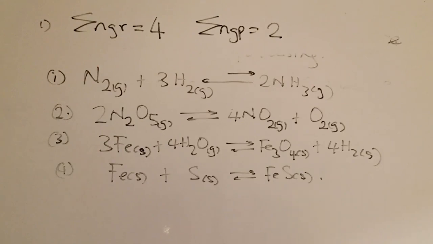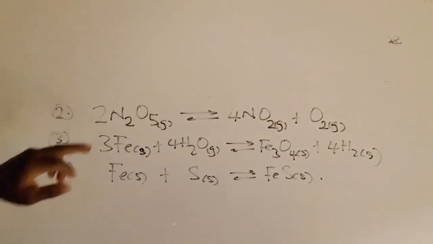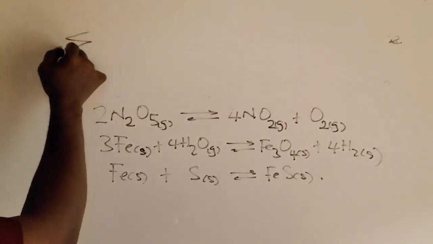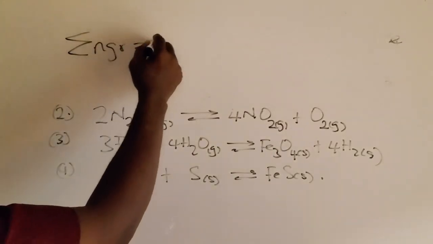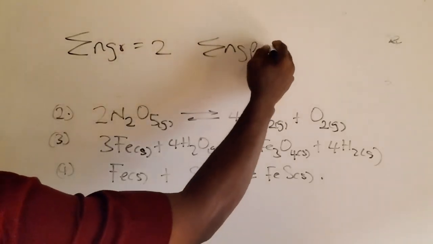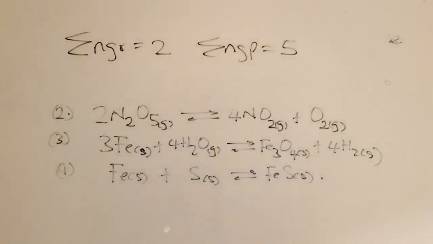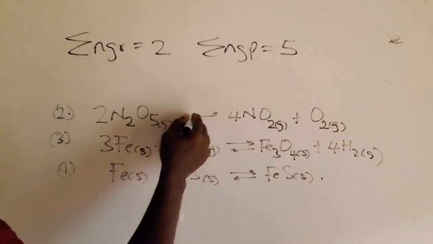For number 2, they are all gases. The total number of moles of gaseous reactant is only 2. The total number of moles of gaseous product is 4 plus 1, which is 5. The side that has the smaller number of gaseous moles is the reactant side. So if you increase pressure, the side that has fewer moles is favored. So the equilibrium will shift to the left.